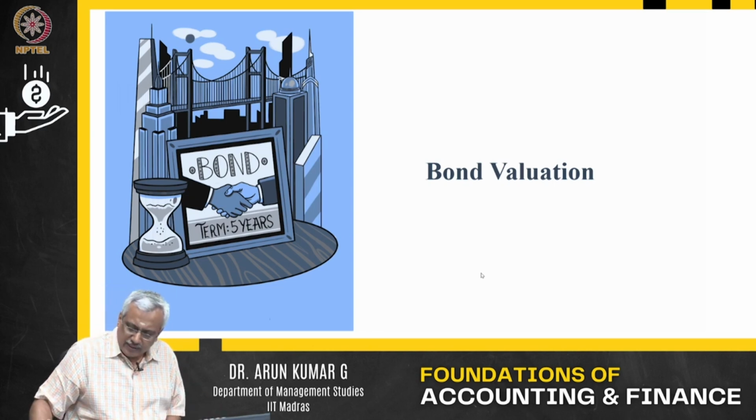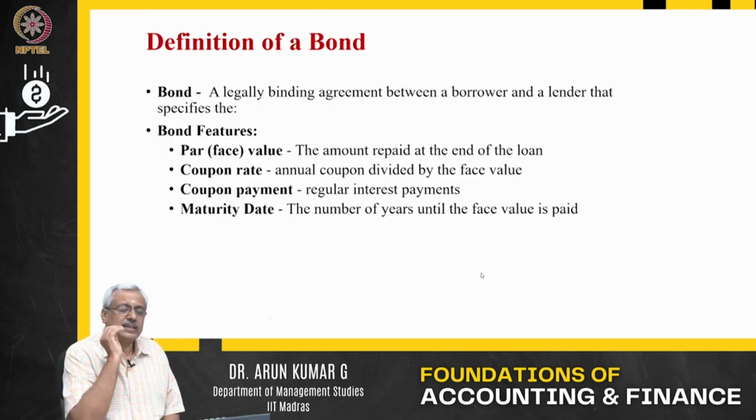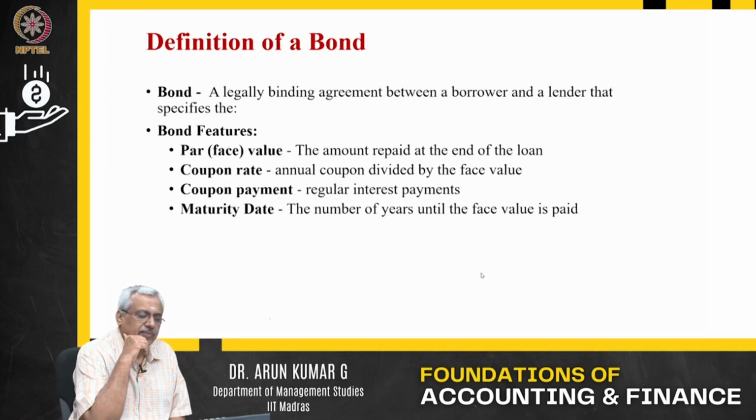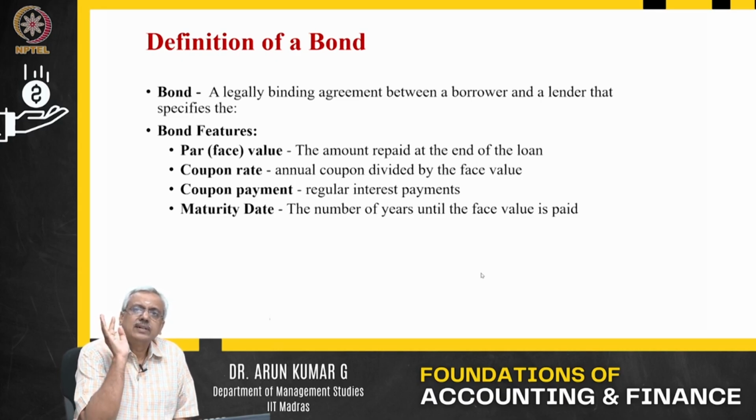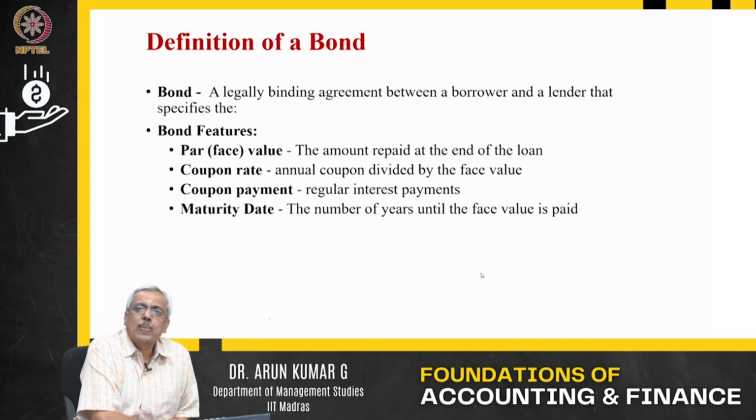Let us start with the definition of a bond. How do we even define a bond? A bond is a debt instrument. A debt instrument means it is a legally binding agreement between the borrower and the lender. If a government issues the bond, the government is the borrower. If the public subscribe to the bond, the public are the lenders.